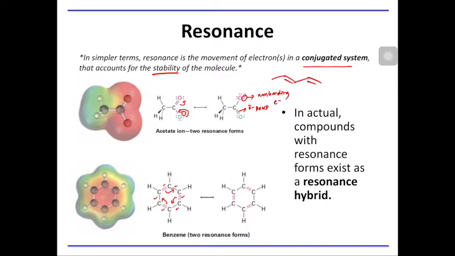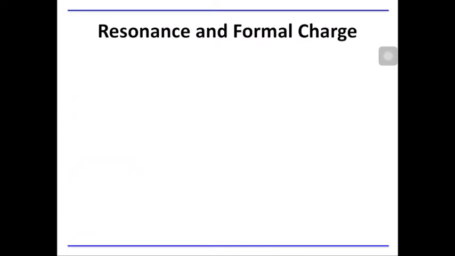In the actual scenario, electrons are always moving to and fro from one resonance form to another. Therefore, the actual structure of compounds or molecules with resonance forms is what we call a resonance hybrid. It is not one form, but the hybrid of all the resonance forms. Let's examine the significance of resonance forms or resonance structures to formal charges.